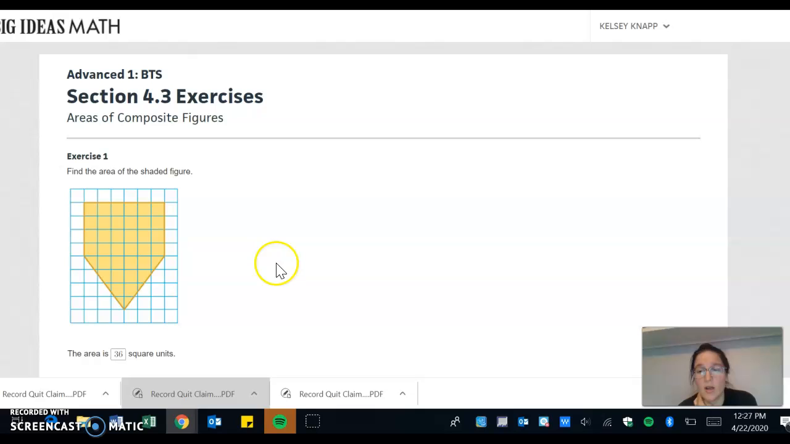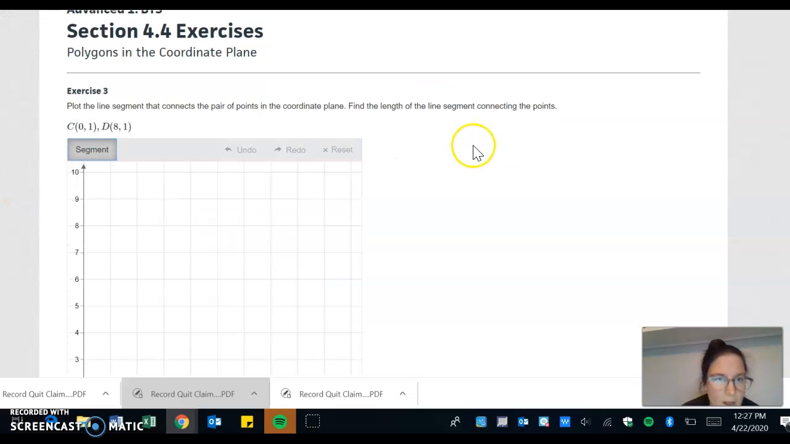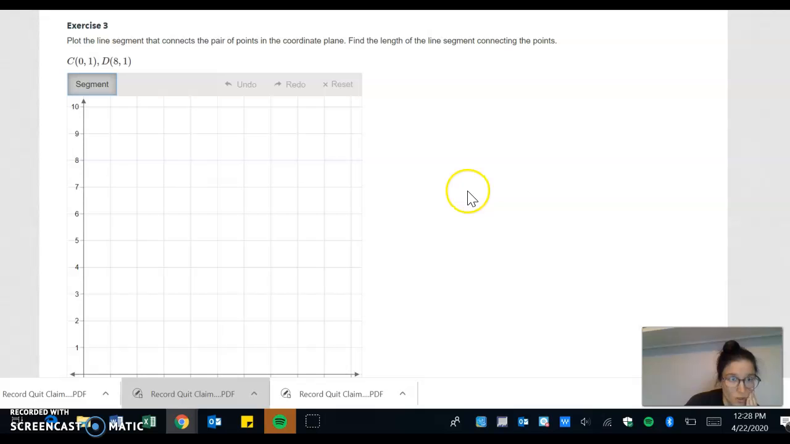If you need any more help, just pause it and rewatch it, or you can email me. But the most questions that I've gotten emailed is on this next assignment, exercise in the coordinate plane, and you're going to see a lot more because a lot of it is drawing on a coordinate plane. So when it says plot the line segment that connects the pair of points in the coordinate plane, and find the length of the line segment connecting the points, you want to plot the points and then find the length of the line segment.